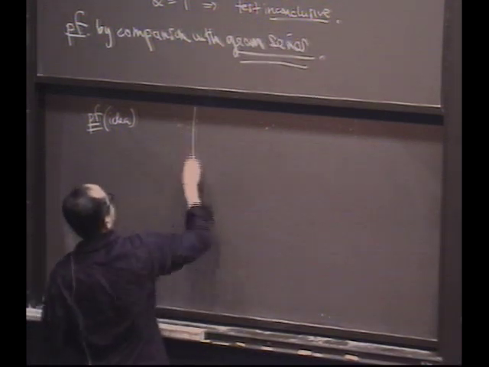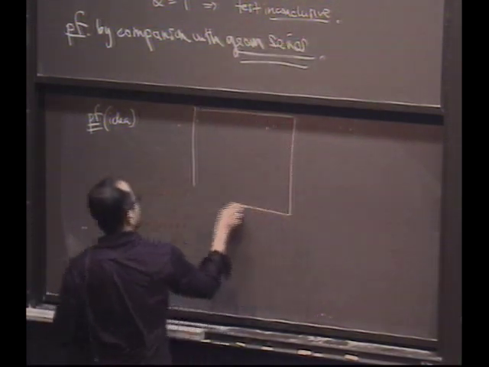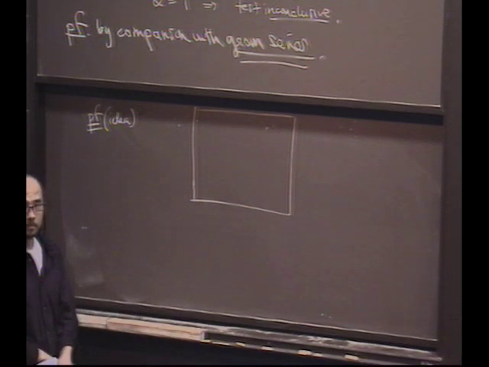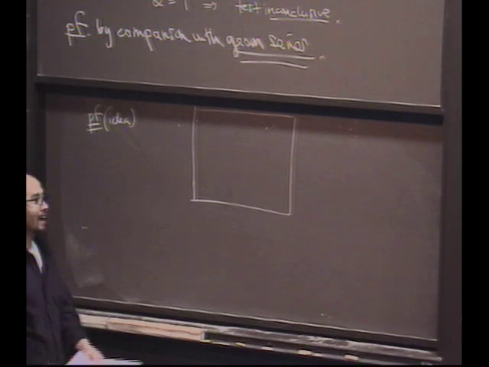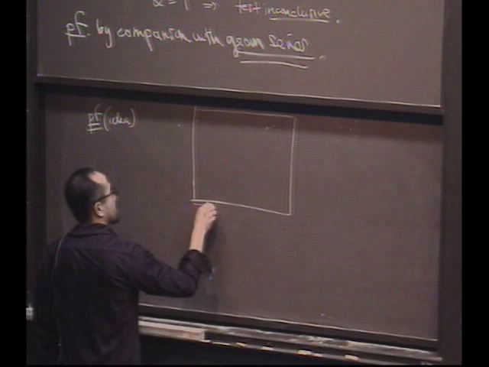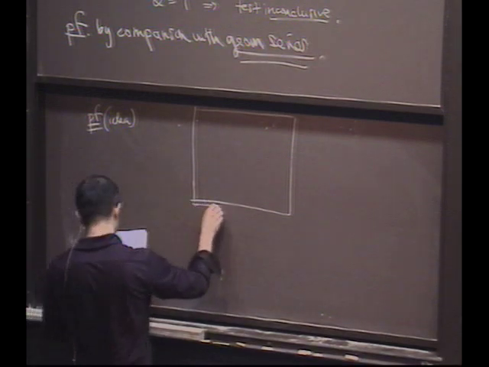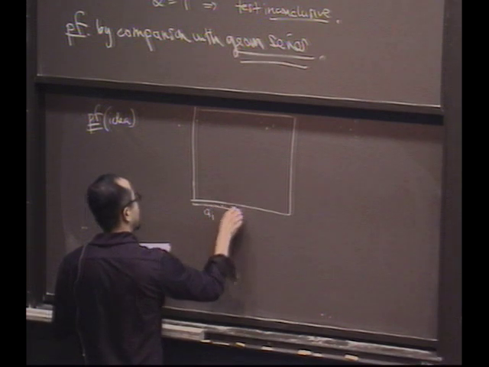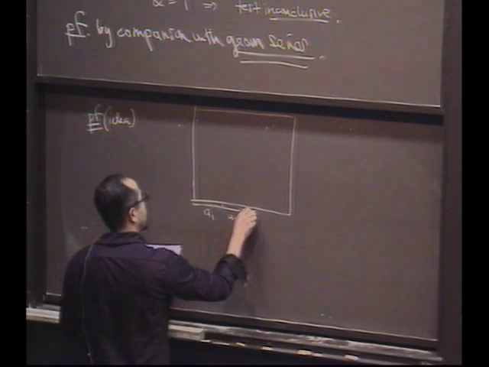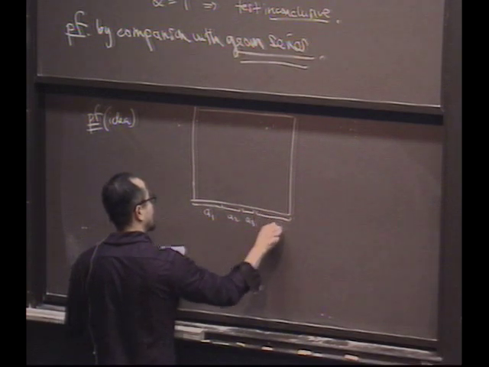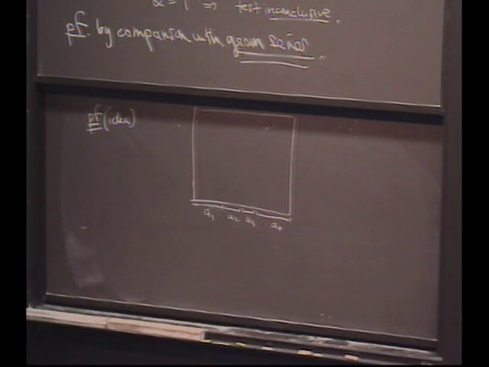Imagine a square. You're going to love this, this is so cool. Imagine a square that's broken up into little pieces. How about there's a little length here, A1, a little length here, A2, a little length here, A3, and a little length here, A4. I'll just do four little chunks.